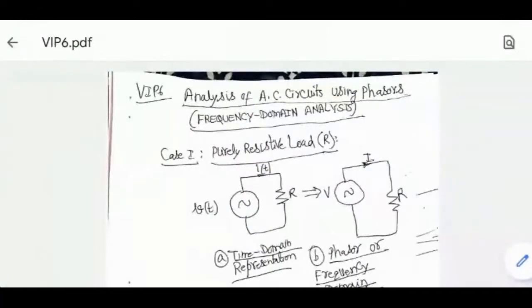Let's take the simplest possible case where the load is a pure resistor. We have done it in time domain, but let's try the same thing in phasor domain. In phasor domain, the circuit is written as shown on the right hand side. We do not write small v, we write capital V, which is the phasor representation of small v. And in a similar manner, the current is written as capital I, which is the phasor equivalence of small i.